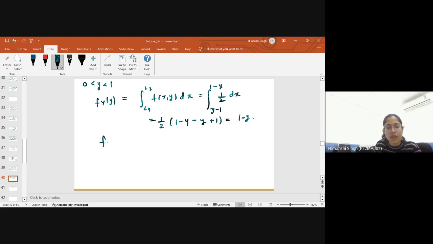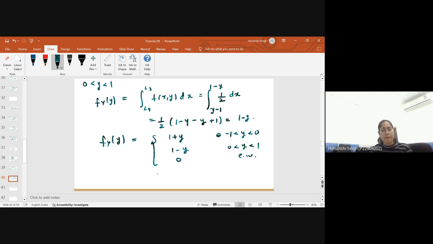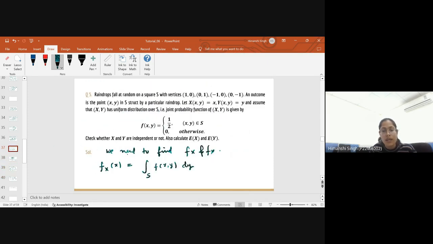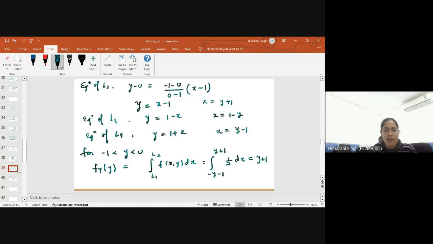So basically what is the marginal? It is 1 plus y for y between minus 1 to 0, and if y is between 0 to 1, it is 1 minus y, and it is 0 elsewhere. So these are basically the marginal for y. Now similarly, I can find out the marginal for x. I have found out the marginal for y first.